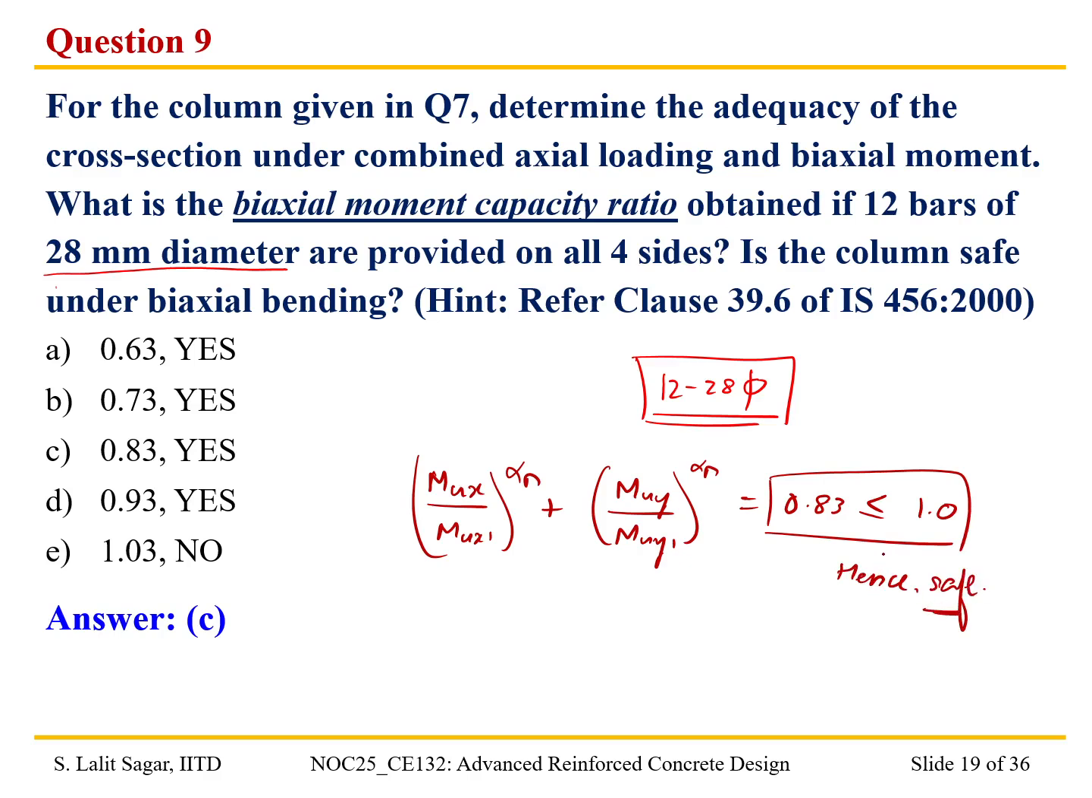You may kindly ascertain them later on. So MUX and MUY are as it is. MUX is 190. The demand doesn't change. MUY is 110. And corresponding to this cross section we have MUX1, MUY1. What are these values?